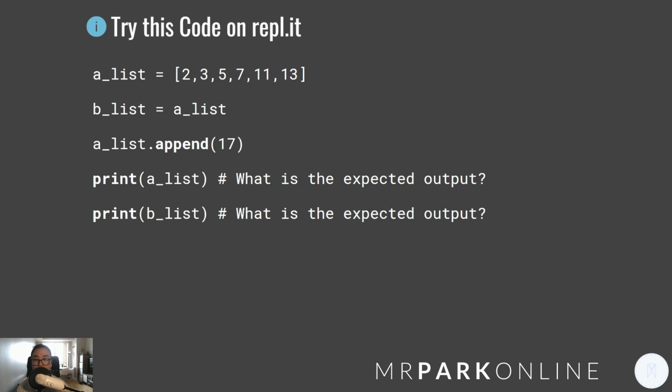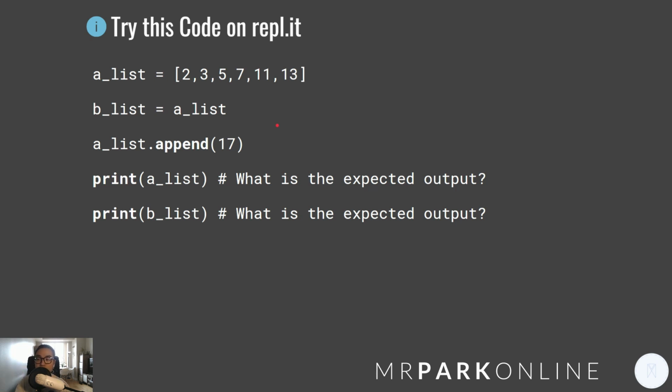So your output should have been that both A list and B list get 17 at the back, right? You're saying, well, why is that happening? Did I type something wrong? I only appended 17 to A list. How does B list have it? And this is the nature of how lists were implemented in the language of Python.